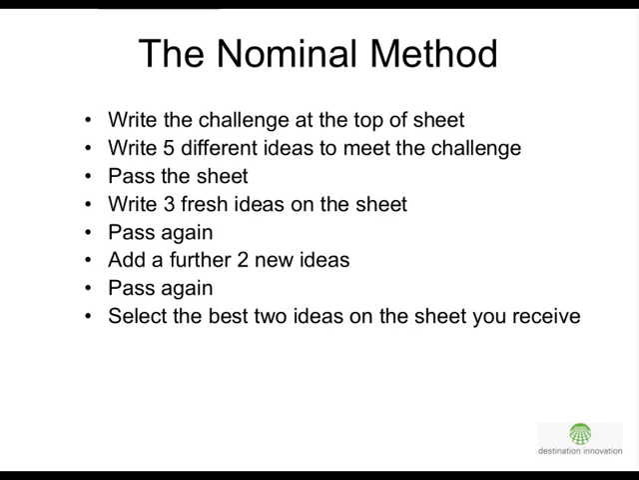And these can be reasonable ideas, or they can be unreasonable ideas. They don't have to be workable at this stage. They're just starting points for ideas. You then pass the sheet around the table in the same direction, say to your left or clockwise around the table. And then each person receives a sheet with 5 ideas on, and they write 3 new ideas, 3 fresh ideas on the sheet. Not ones they've written before and not ones that are already there. So they read what they receive and they add 3 new ones.